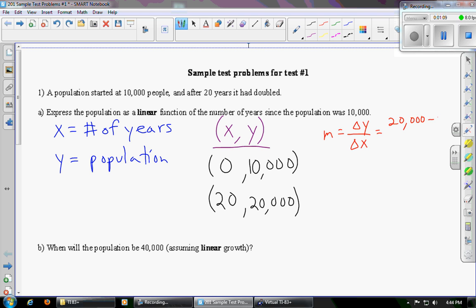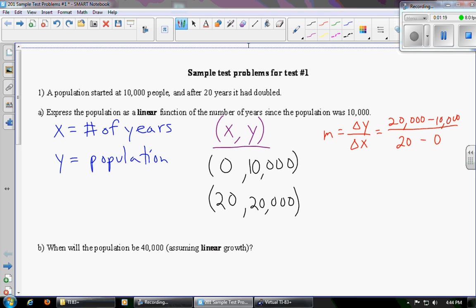20,000 minus 10,000 divided by the change in x, 20 minus 0. Just make sure you subtract those points in the same order on the top as you did on the bottom. Upstairs we get 10,000. Downstairs just 20. And I think that's 500.